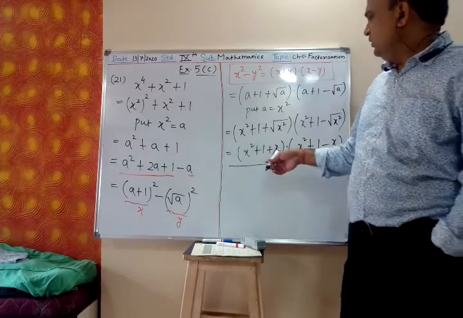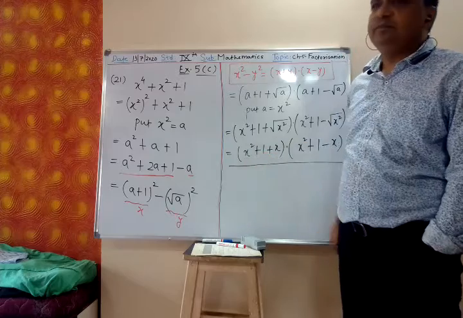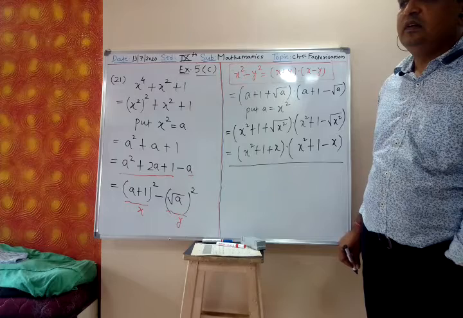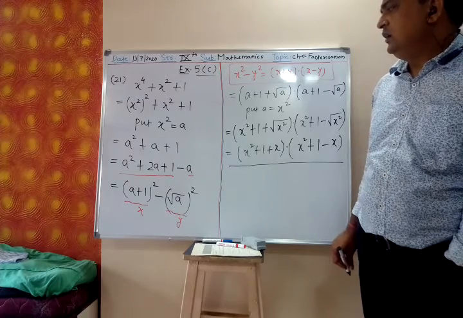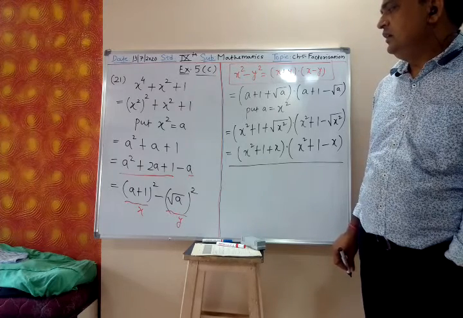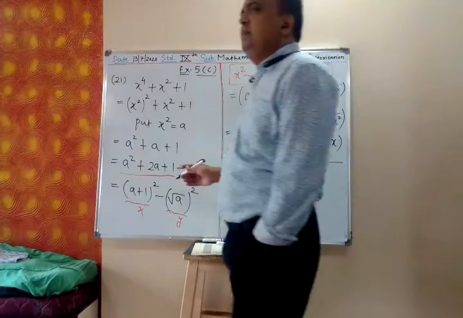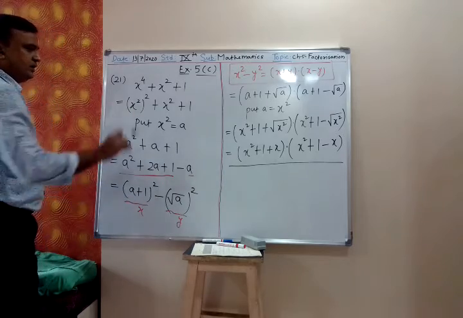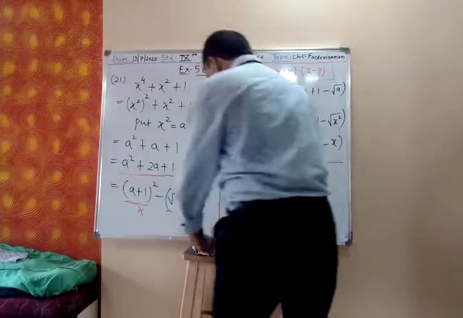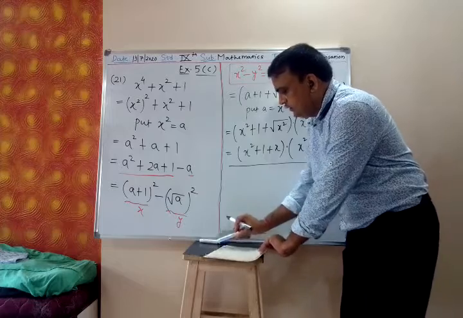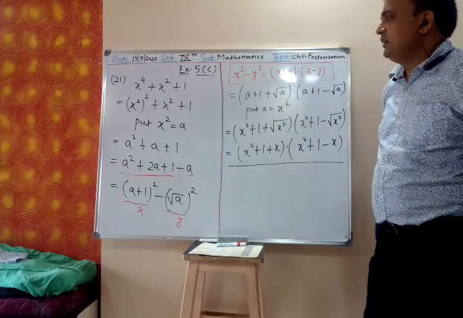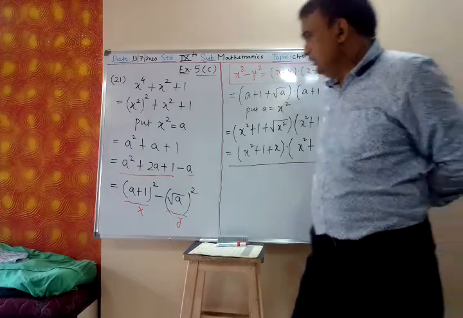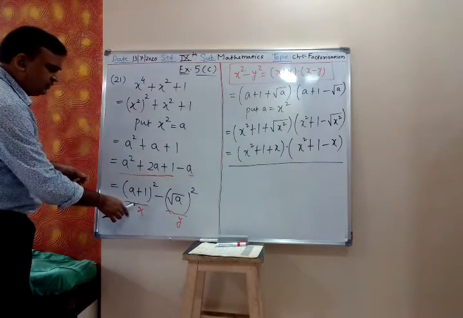Which one? X square and x you cannot add. That I have underlined for your understanding. That a square plus 2a plus 1, I can write as a plus 1 whole square. You don't have to underline. Which part you don't understand? Ask.